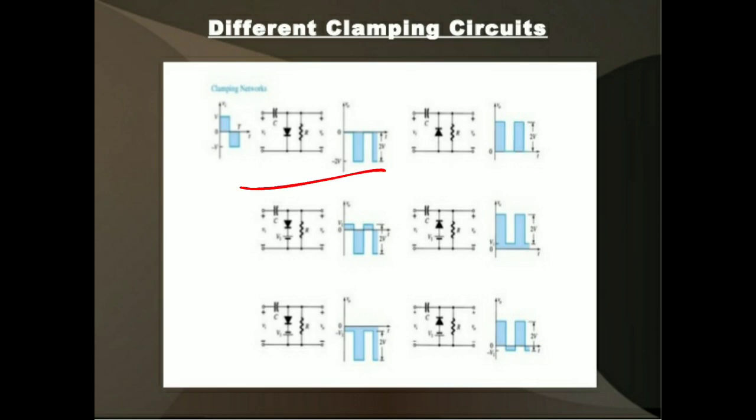This is what circuit? We are giving the positive and negative half cycle, but only the negative level is at the output. That means which circuit? This is the negative clamper, and this one is the positive clamper, and this is the negative clamper, and this is the positive clamper. These are all the different types of clamping circuits.